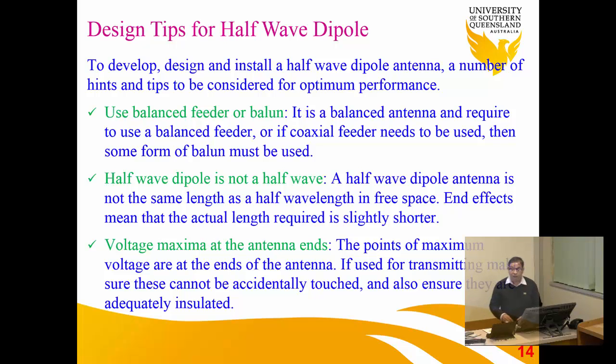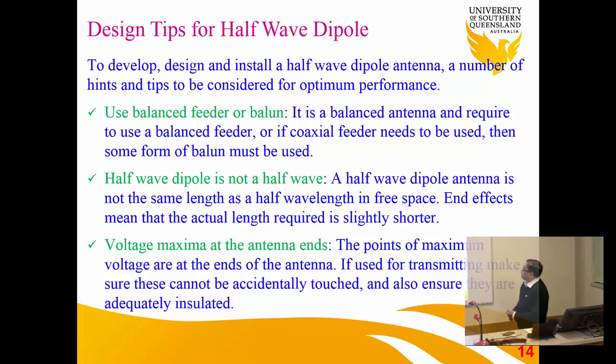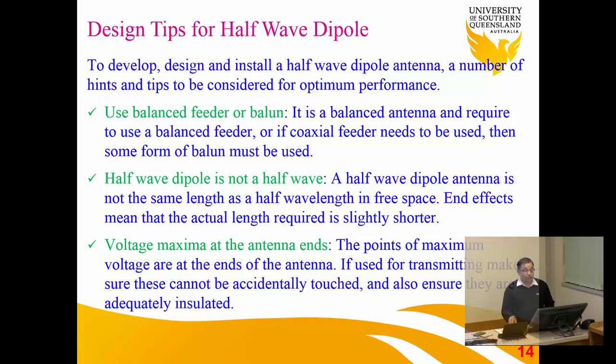So for the design tips of half-wave dipole antenna, we have to consider hints and tips that would be useful for optimum performance of the antenna. Use balanced feeder or balun because it is a balanced antenna and requires a balanced feeder. If a coaxial feeder is needed, then a balun must be used. The half-wave dipole antenna length is not the same as half wavelength in free space.